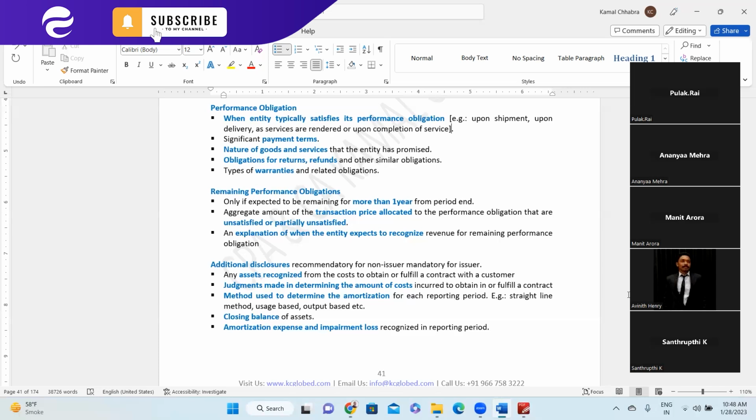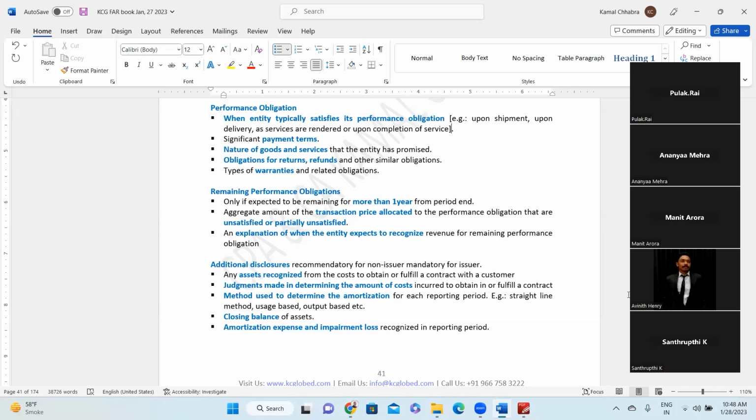You also need to disclose an explanation of when the entity expects to recognize that revenue, like in 1 year, 2 years, whatever is the time frame of the contract. So this is about performance obligation and remaining performance obligation disclosure.